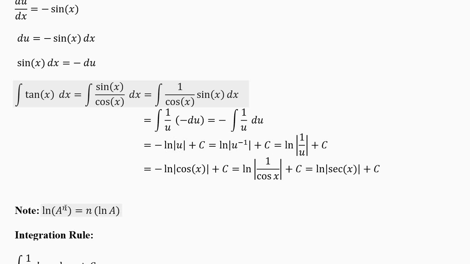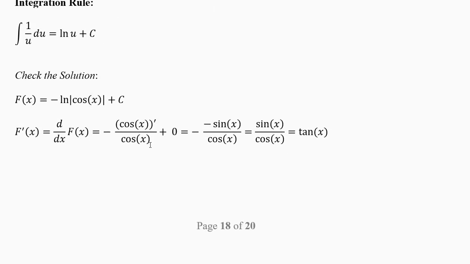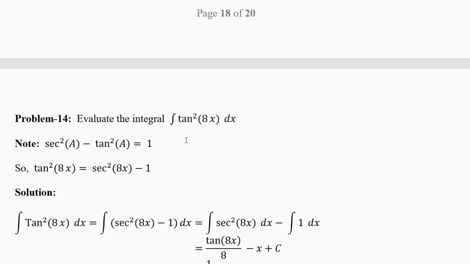I have written a note here. n ln a is equal to ln a power n. And n equal to minus 1, you'll get u power minus 1, which is 1 over u, you'll get 1 over cosine. And those who remember their trigonometry, 1 over cosine means secant. So you can write your answer as minus ln u equal to minus ln cosine x. Those who know their trigonometry can write it as ln secant x, that is tan x. Again, you have to take the absolute value over there. Then you can differentiate and check the answer.